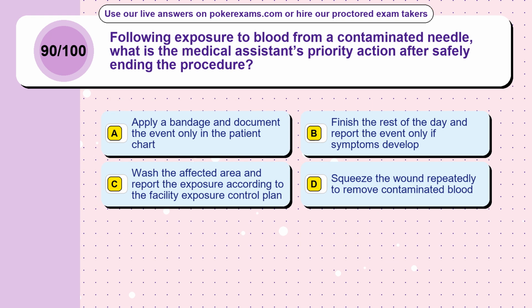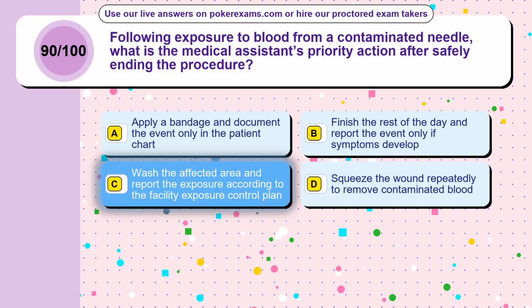Question 90. Following exposure to blood from a contaminated needle, what is the medical assistant's priority action after safely ending the procedure? Option A. Apply a bandage and document the event only in the patient chart. Option B. Finish the rest of the day and report the event only if symptoms develop. Option C. Wash the affected area and report the exposure according to the facility exposure control plan. Option D. Squeeze the wound repeatedly to remove contaminated blood. The correct answer is option C.